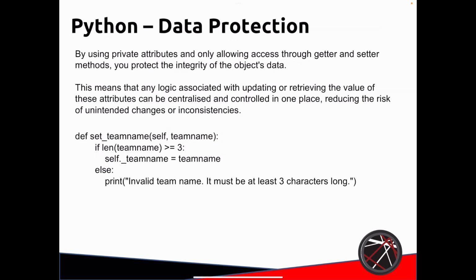Okay, we can also protect data, so we can set up things like validation. You can see here that the length of a team name has to be greater than 3 characters long, otherwise it's going to reject it. That can be built into our set methods, and therefore we're ensuring that the data within our system is consistent and accurate as it's used.